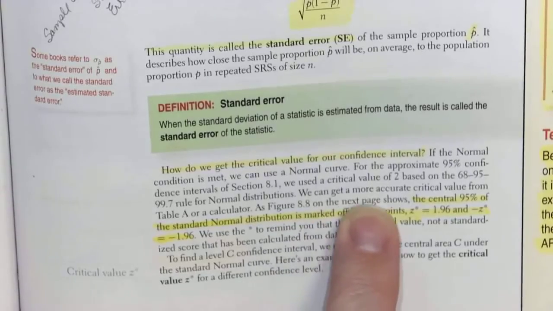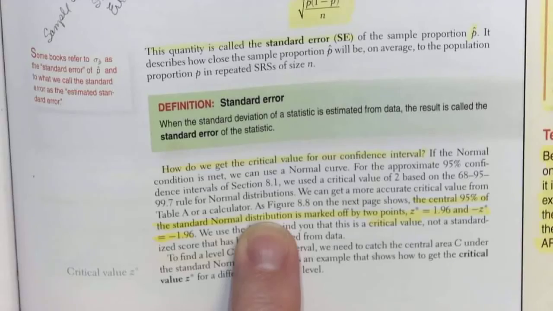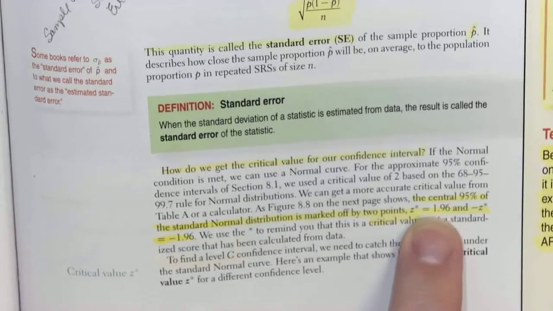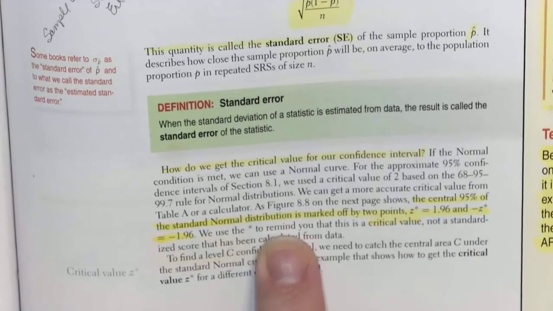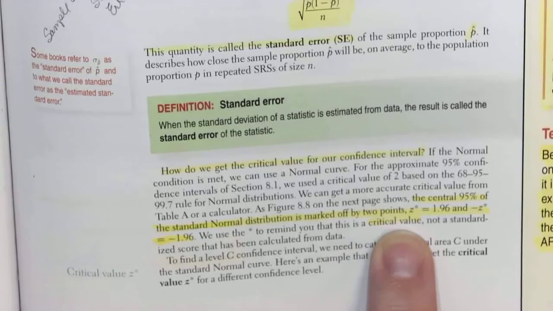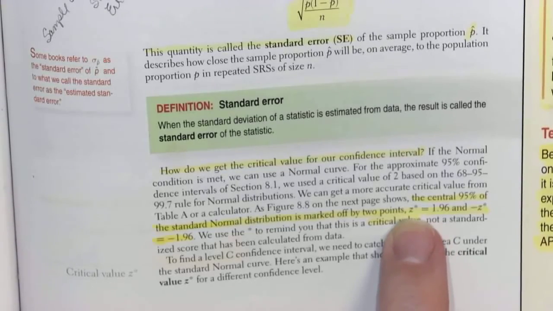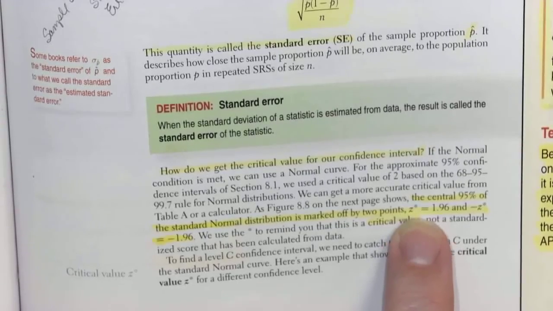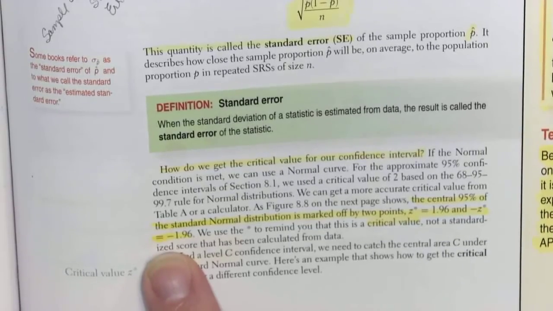Okay, we can get a more accurate critical value from table A or a calculator because 2 is really, really close, but it's not perfect. As figure 8.8 on the next page shows, the central 95% of the standard normal distribution is marked off by 2 standard points. Z star, and that little star means we're talking about the actual critical value. So the more accurate critical value is 1.96 and negative 1.96 for the opposite side.